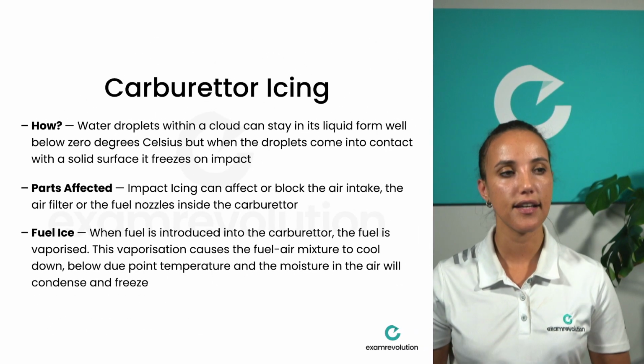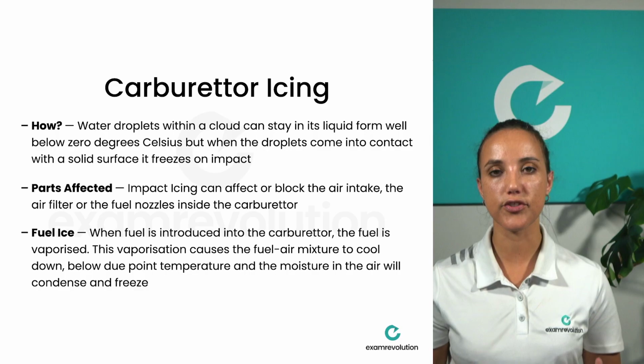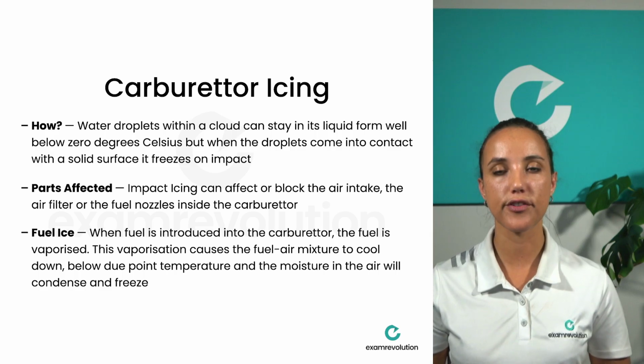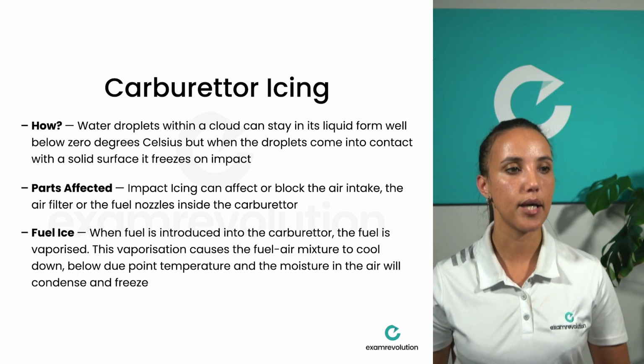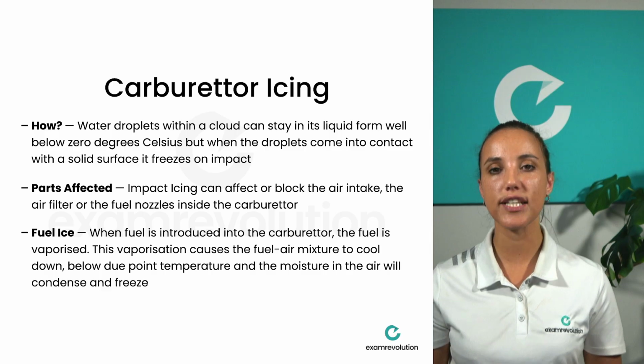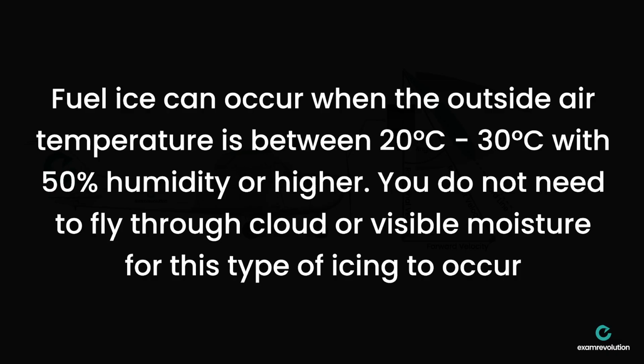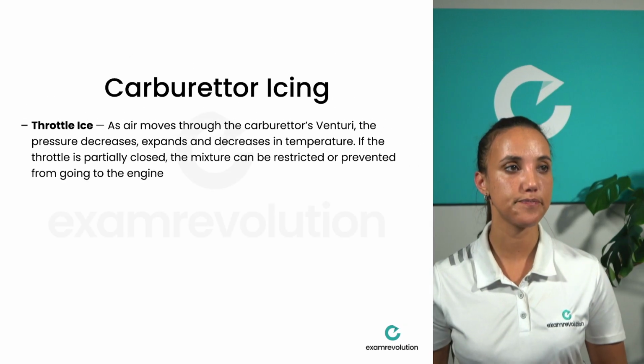Then fuel ice. So when fuel is introduced into the carburetor, the fuel is vaporized. This vaporization causes the fuel-air mixture to cool down below dew point temperature, and the moisture in the air will condense and freeze. So fuel ice can occur when the outside air temperature is between 20 to 30 degrees Celsius with 50% humidity or higher. So you do not need to fly through cloud or visible moisture for this type of icing to occur.